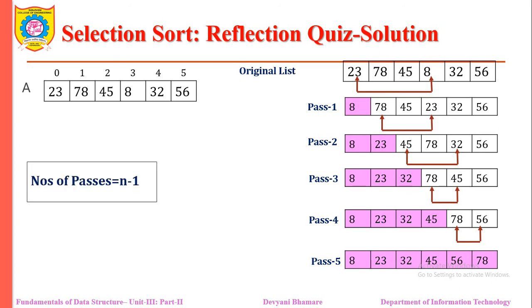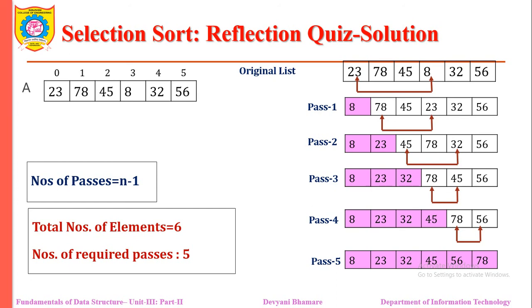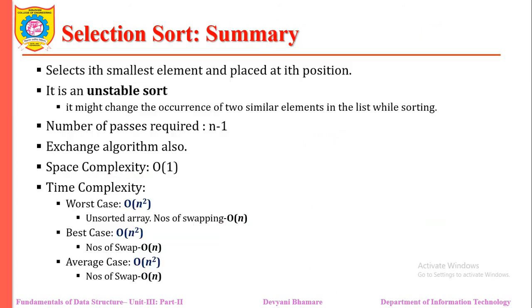So here the total number of passes is n minus 1. So we require a total of 5 passes. So let me conclude. In selection sort, the ith smallest element is placed in the ith position. It is called an unstable sorting technique. There might be a total of n minus 1 passes required. This is also called the exchange algorithm, and the time complexity is big O of n square. Best case is also big O of n square, and average case is also big O of n square.